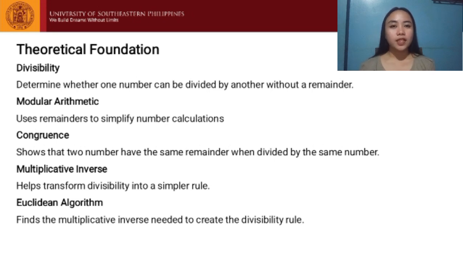Fourth is the multiplicative inverse. This is a special number that when multiplied with another number gives a result that is congruent to 1. This is the key tool we use to turn a hard divisibility problem into a simple rule.